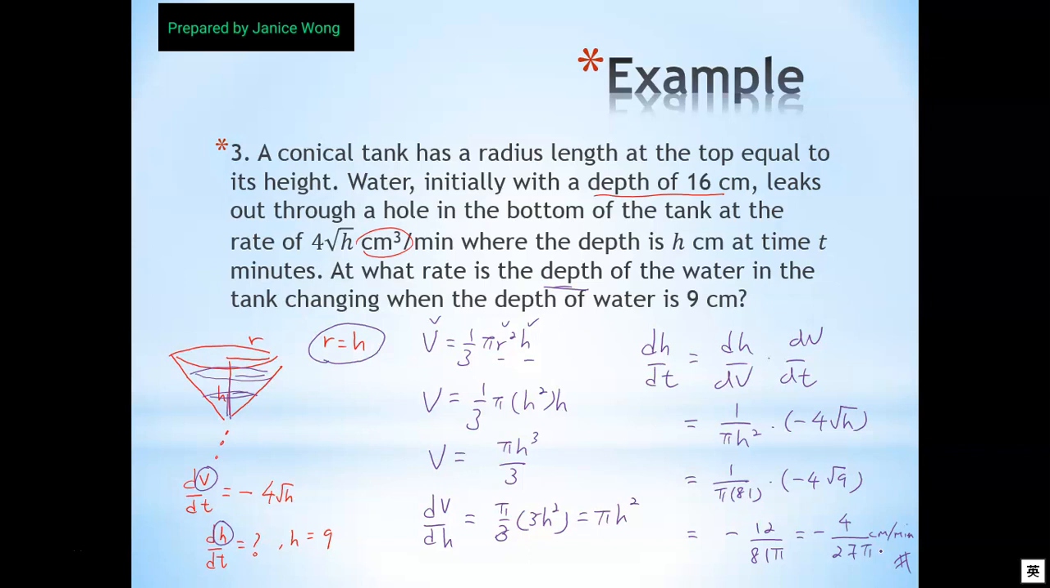The steps to solve a related rates problem are always the same. First, get the formula. What formula to form? It depends on the information given by the question. So we need to form a formula with v as well as h. After forming the formula involving the two variables, we derive the formula. After the differentiation, we answer the question by using the chain rule.